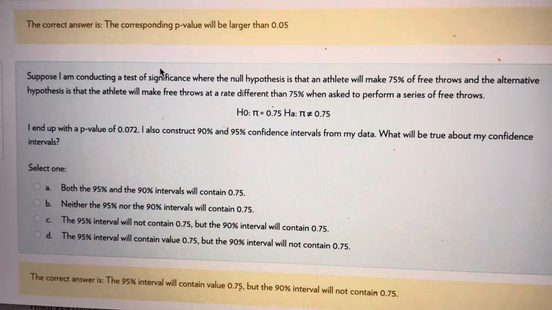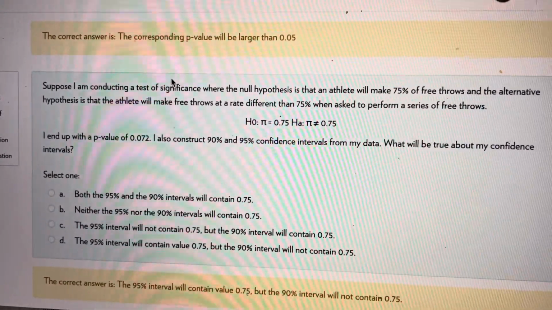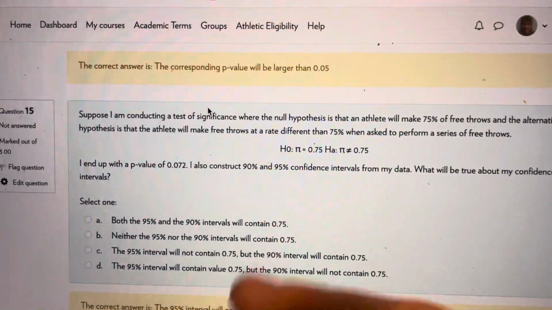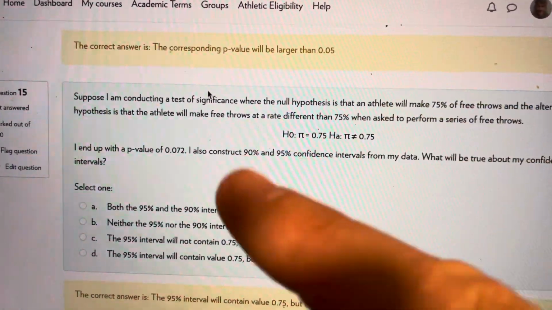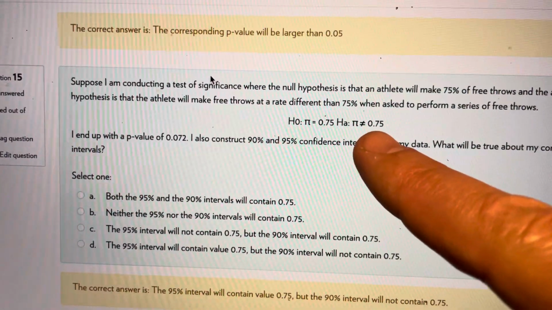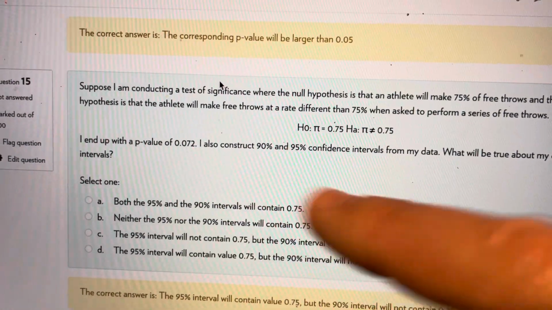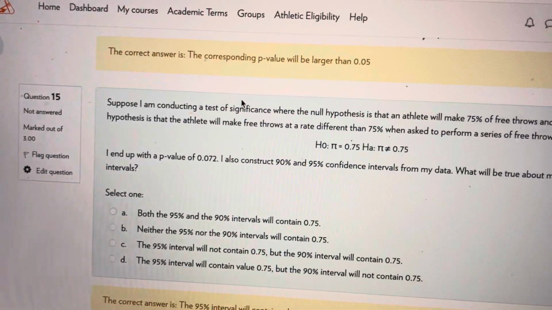You'll want to pause this and read this. So, what's going on is we are doing a hypothesis test that's going to connect to confidence intervals, and it's a two-tailed test because that's not equals. So that right there, our p-value of 0.072 will get split and shared. So I need that information over here.